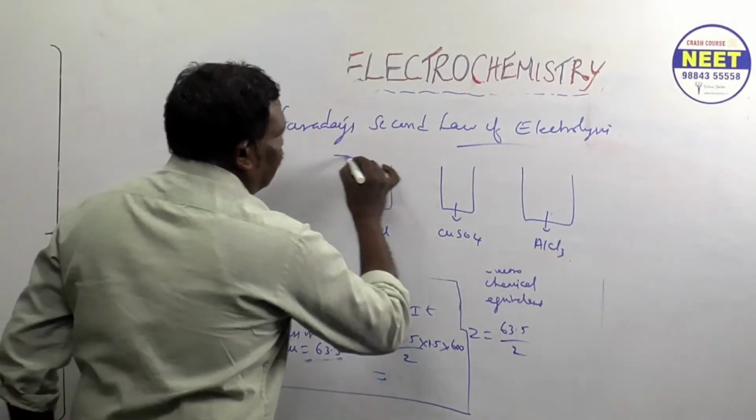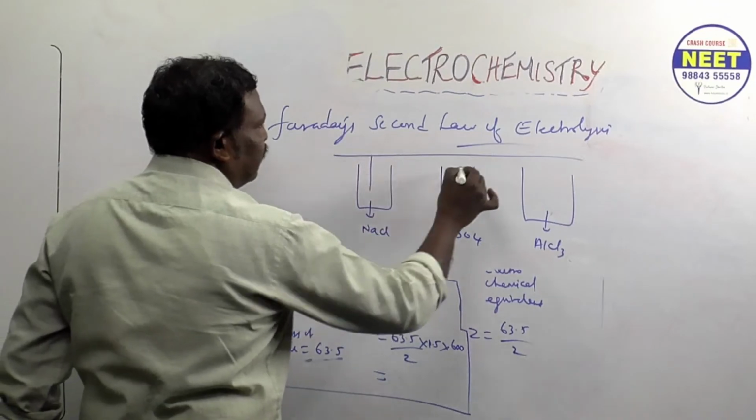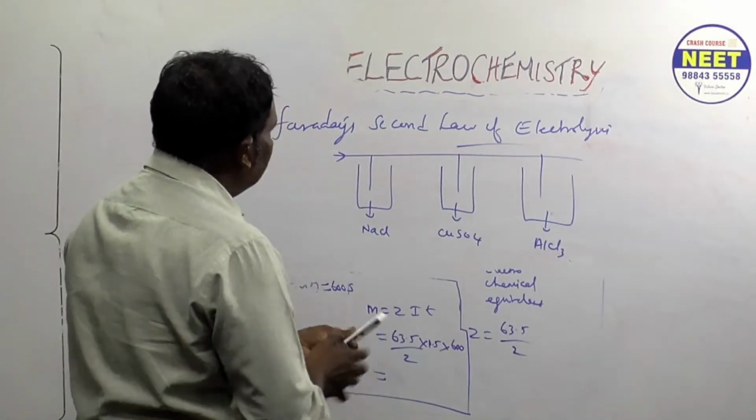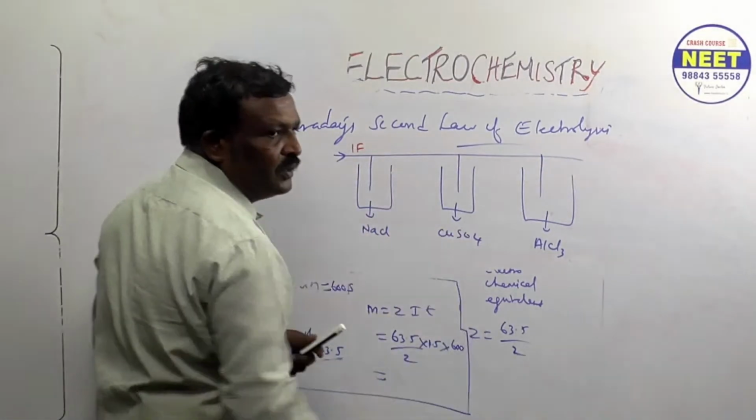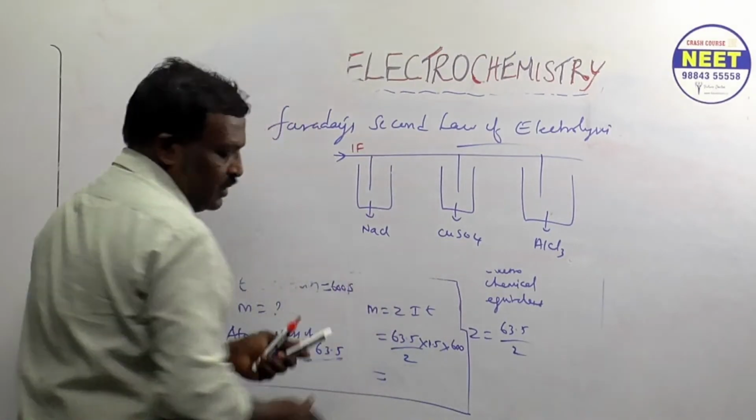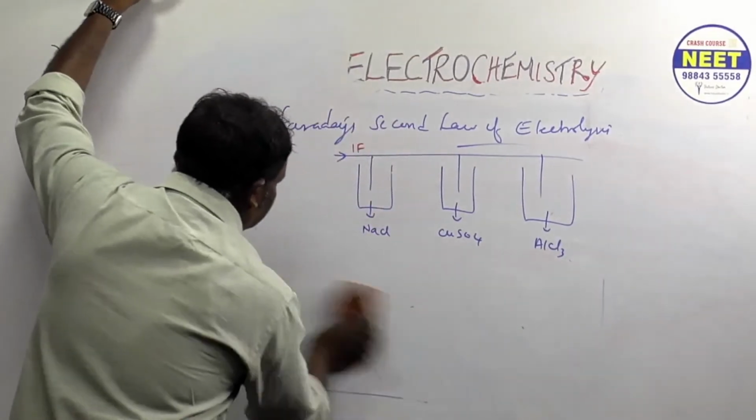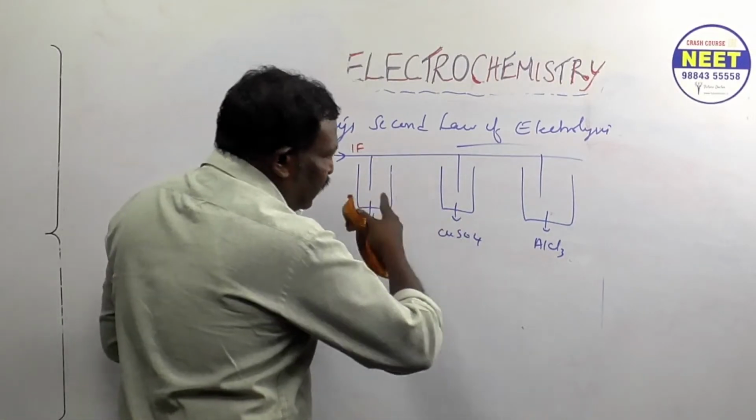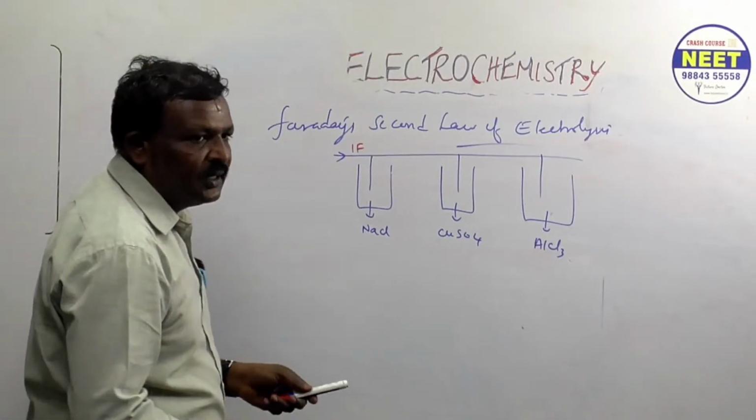Connect all of this, electrodes will be there. Now we are passing the same current, 1 Faraday, through every one. See what they are telling: when you pass the same quantity of electricity through different electrolytes, after that they check how much ions are deposited.